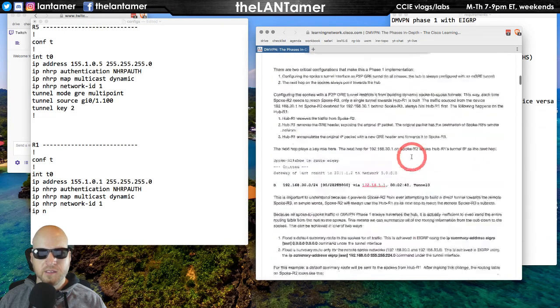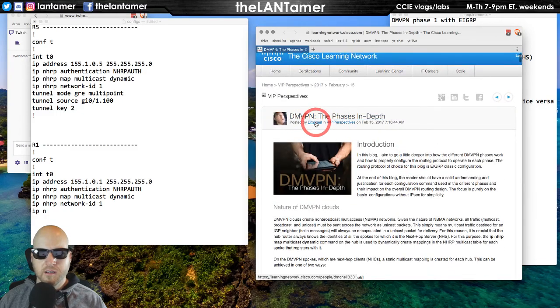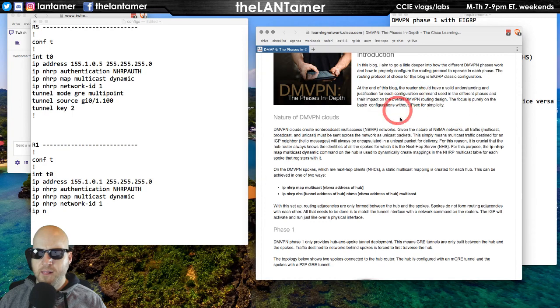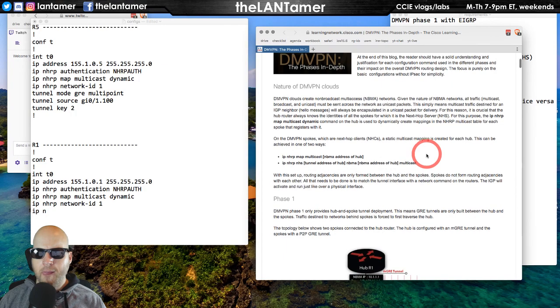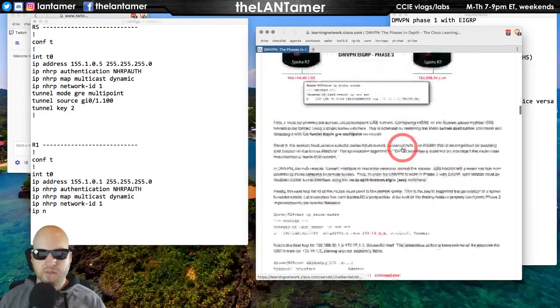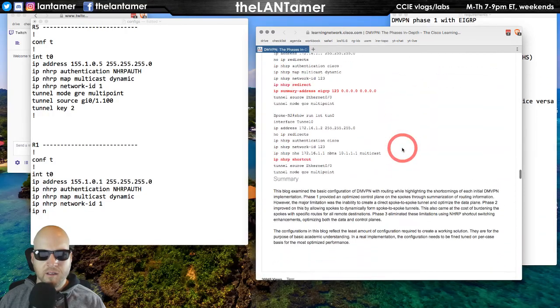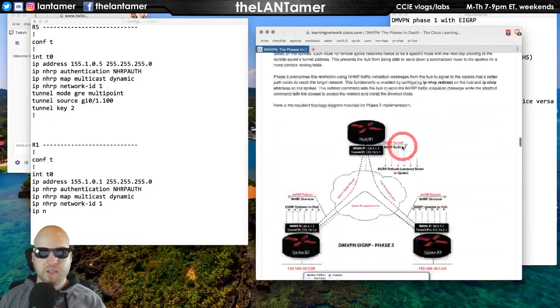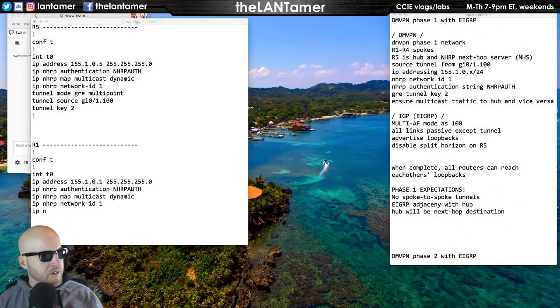Yeah, see, this is great. This is nice. DMVPN... But you don't give us a sample configuration here. That would have been nice. That would have been nice, but off you go.